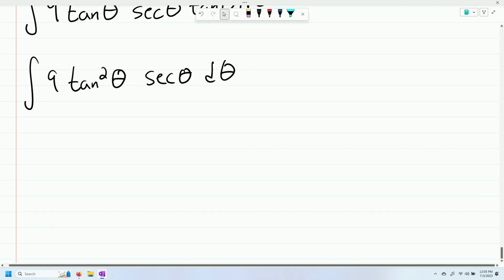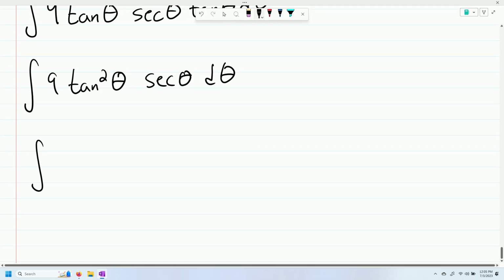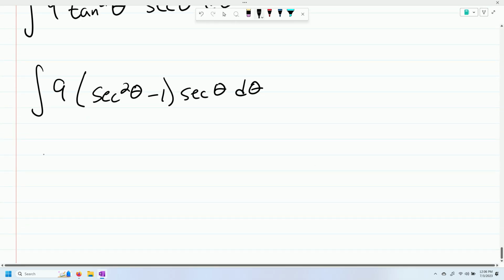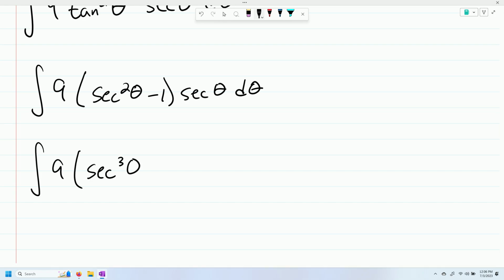Using the techniques from the previous section, we're going to replace tangent squared theta with secant squared theta minus 1, times secant theta d theta. Let's go ahead and distribute secant theta, giving secant to the third theta minus secant theta d theta.